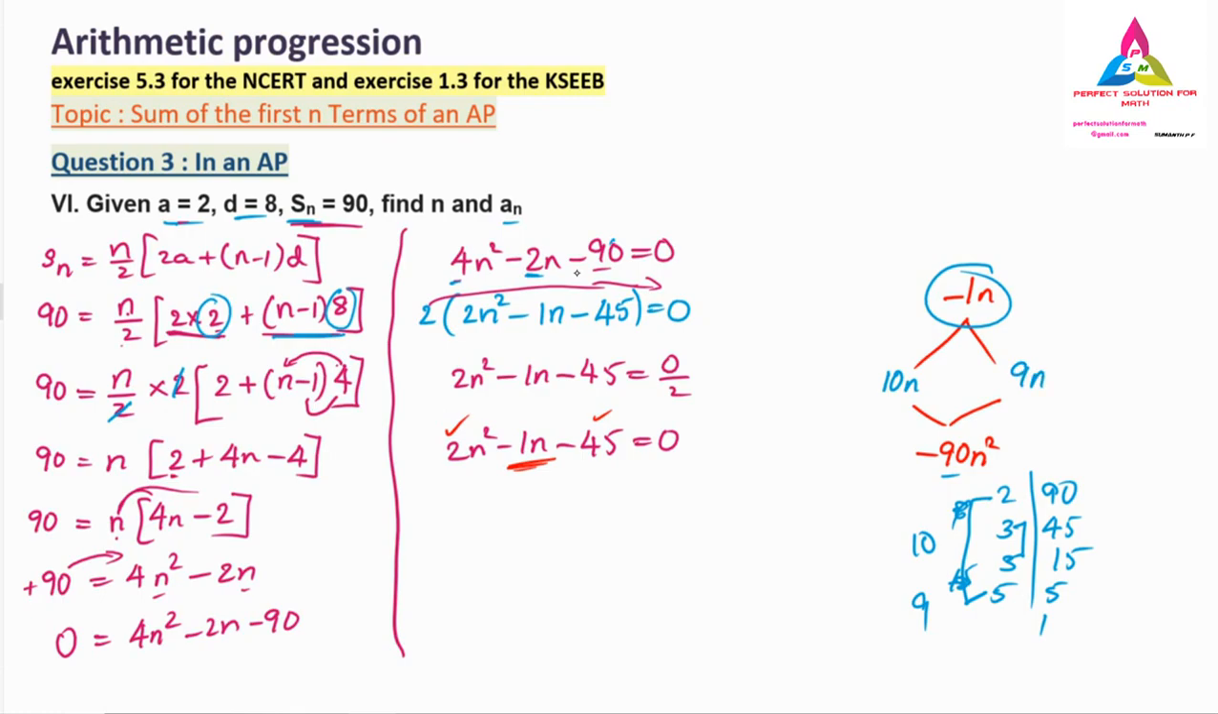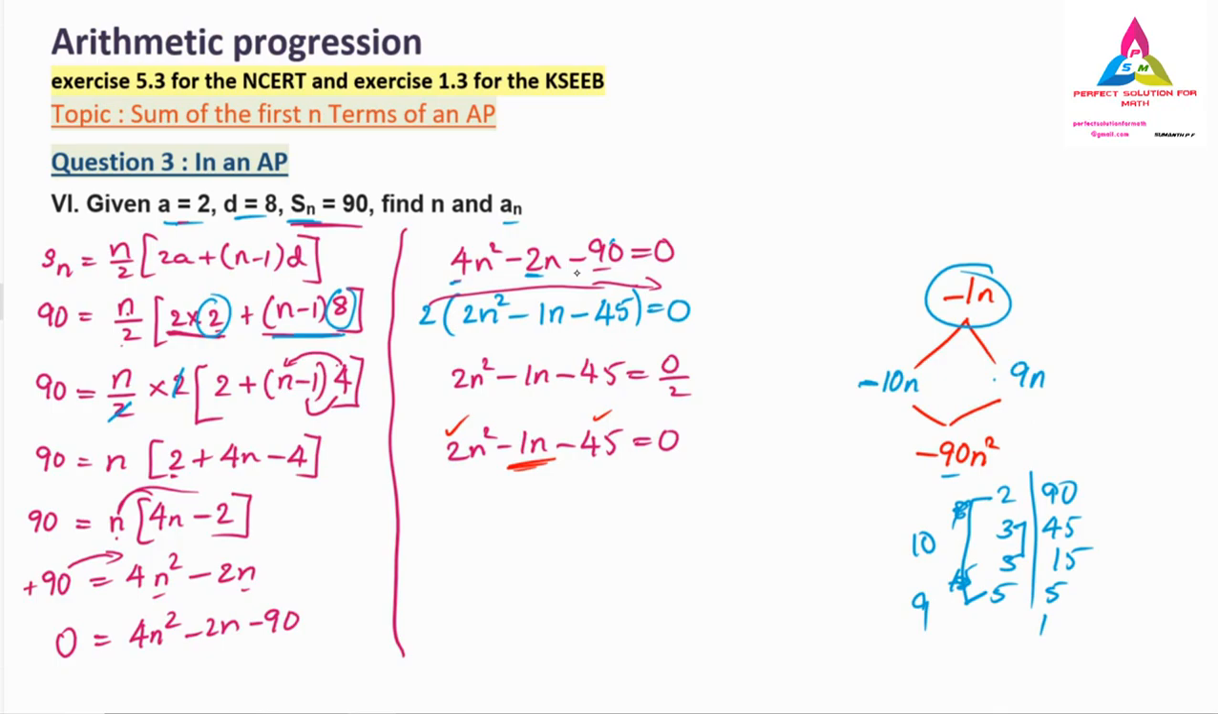But where do I have to put the negative symbol? Whether here I have to put the negative symbol, or for 10 we have to put the negative symbol. The negative symbol we have to put for the greatest number, because we have minus 1n. So on the greatest number we put it, so that will be minus 10n.